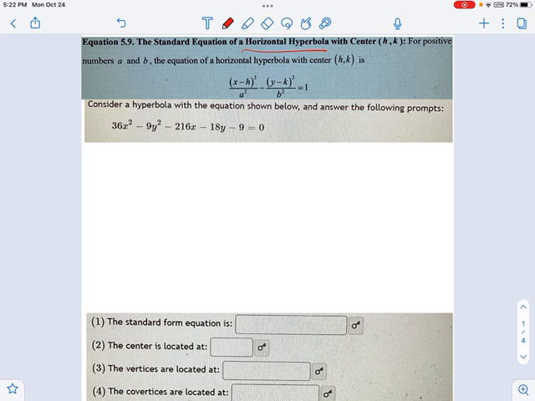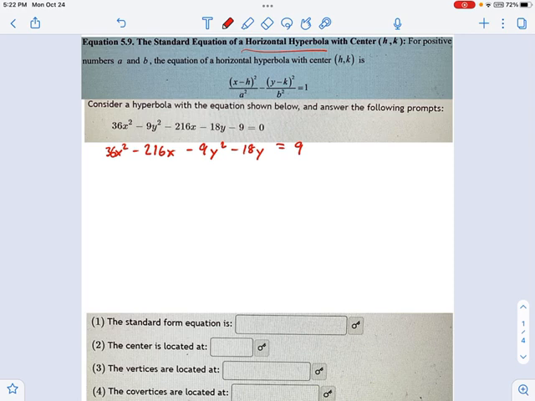So let's get the positives on the left. That's my 36x squared, and yikes, minus 216x. And then on the right side, I have negative 9y squared minus 18y. That's not too bad. And then let's just put that 9 over on the right side of the equation here.